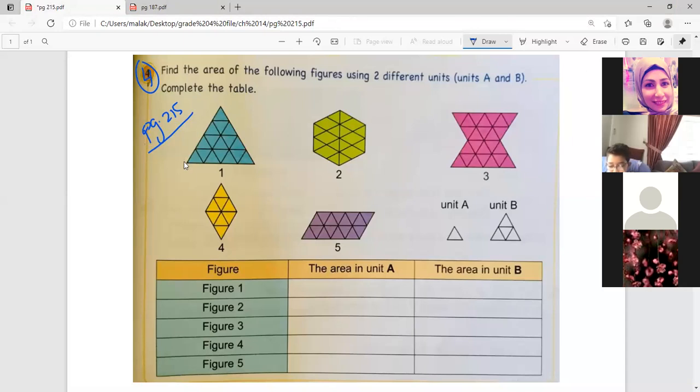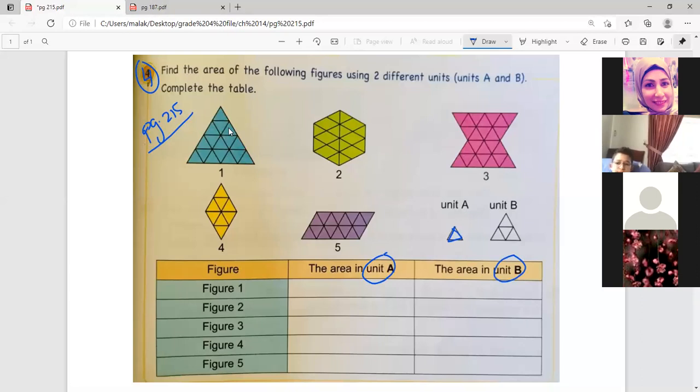In order to find the area of figures 1, 2, 3, 4, and 5, we have to count the units. We will count the units, then we will check how many units we have. So in the first one, in order to find the area in unit A and in unit B, we will count the units A, then we will count the units B. We look at unit A. Unit A forms a shape like what? Like a small triangle. So in order to find the area in unit A, we will count the small triangles.